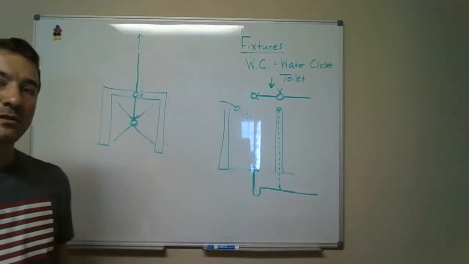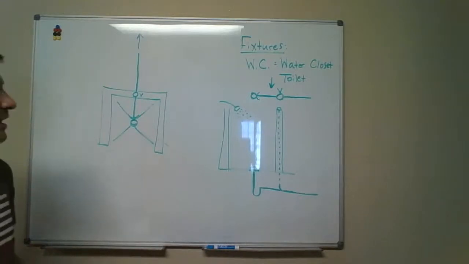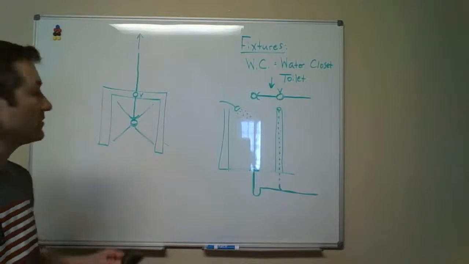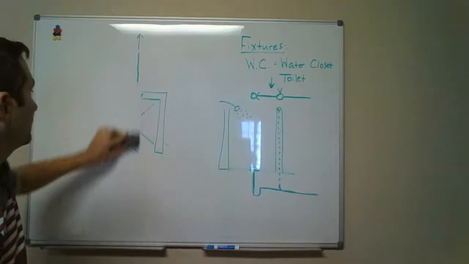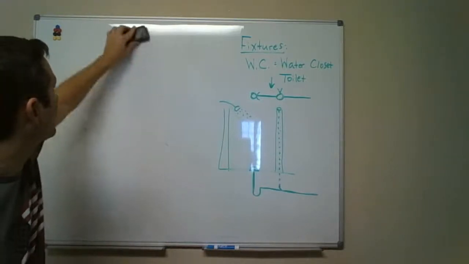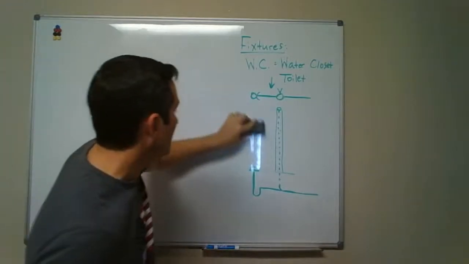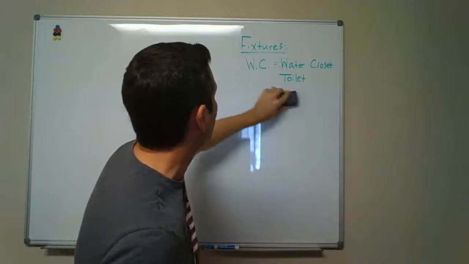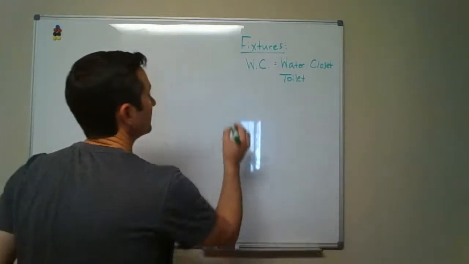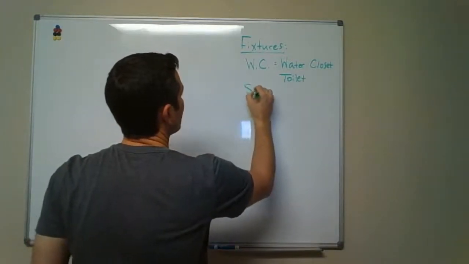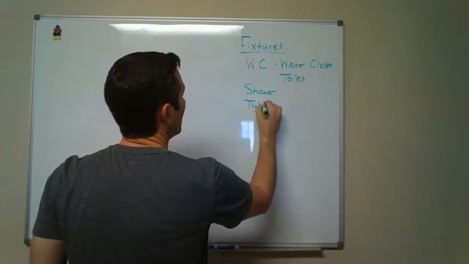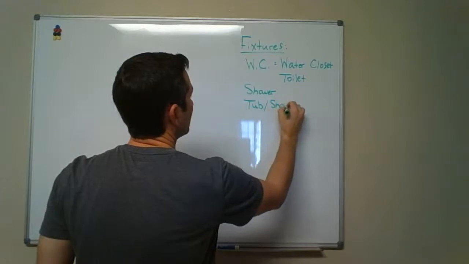Okay, there you go. That's where we left off with last class. Now we just need to add some more fixtures. We've talked about a water closet. We've done a shower. Now let's go and do a tub shower or just a tub. So we've got a shower. Now let's look at a tub or a tub shower, either one.